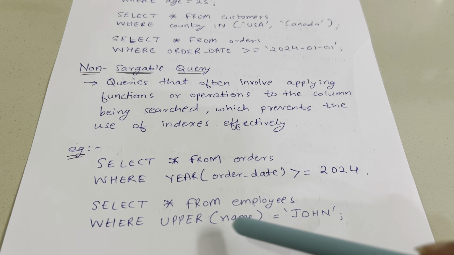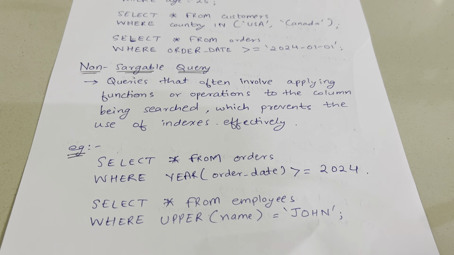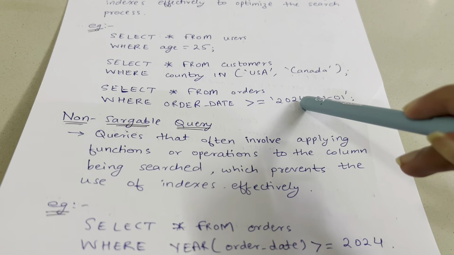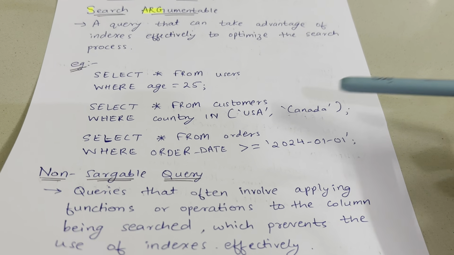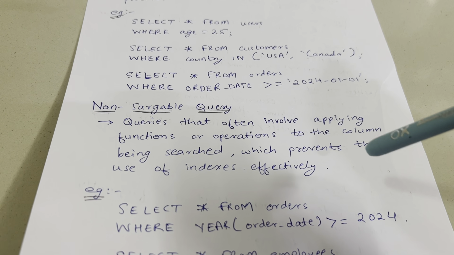Second query is SELECT * FROM employees WHERE UPPER(name) = 'John'. Again, we are using the function UPPER. And if you are using any calculations in the WHERE clause, like age plus 35, 45, whatever, that will also be considered a non-sargable query. So in simple terms, wherever we are simply using the columns, those queries are known as sargable queries, and non-sargable queries are the queries where we use functions and calculations. In sargable queries, we can take advantage of indexes, but in non-sargable, we cannot.